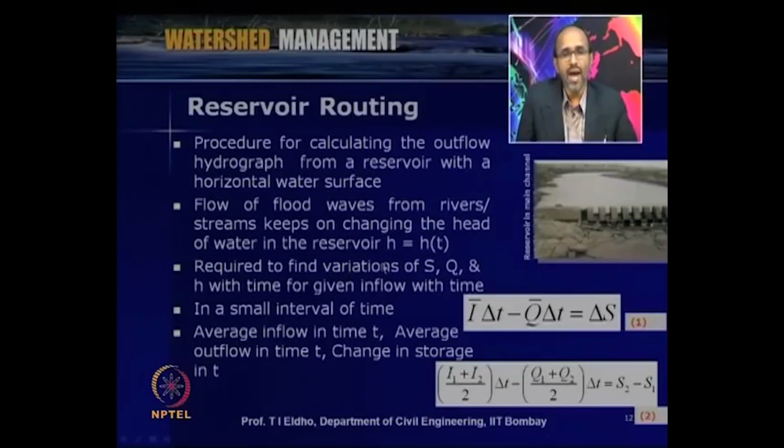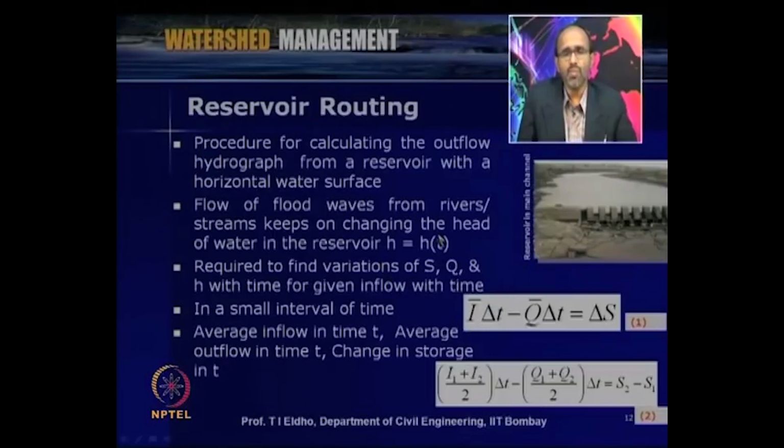So, we are required to find variations of the storage within the reservoir, the outflow, and the flow depth within the reservoir for a given inflow with time. The problem in reservoir routing is that we know the inflow coming to the reservoir and the reservoir characteristics. So, we have to identify the storage within the reservoir, the possible outflow from the reservoir, and the depth of flow or water depth available within the reservoir.